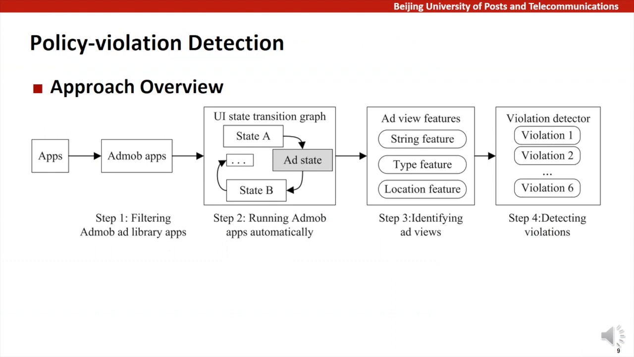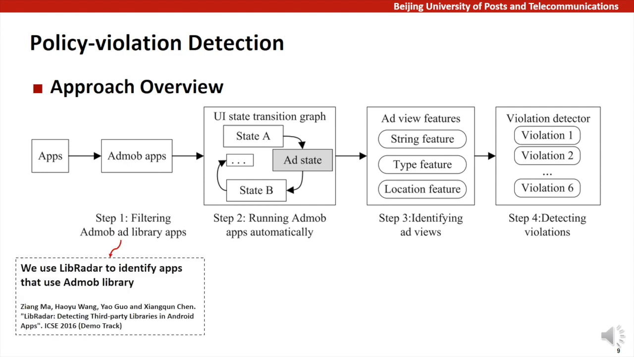So we propose a four-step approach to detect the policy violation apps. The first step is to identify apps that use the Admob library. In this work, we use LibRadar, an obfuscation resilient approach, to detect apps that use the Admob library. LibRadar is our previous work, which has mined the features of more than 5,000 third-party libraries.